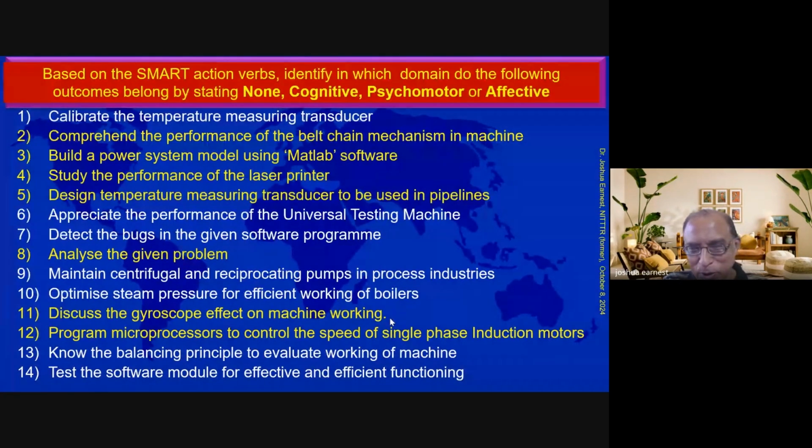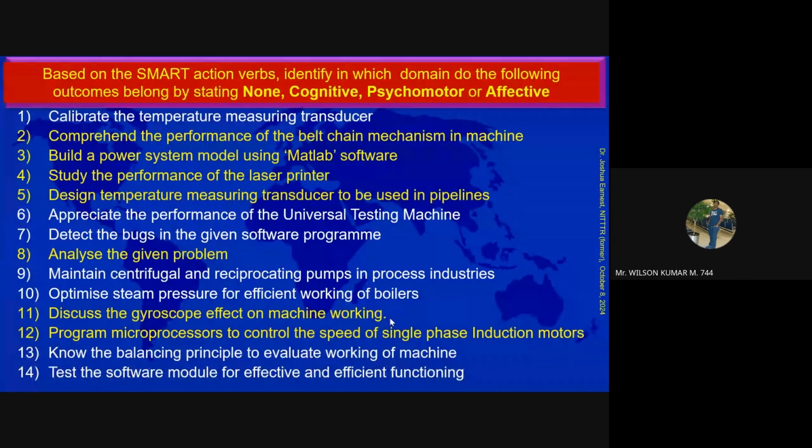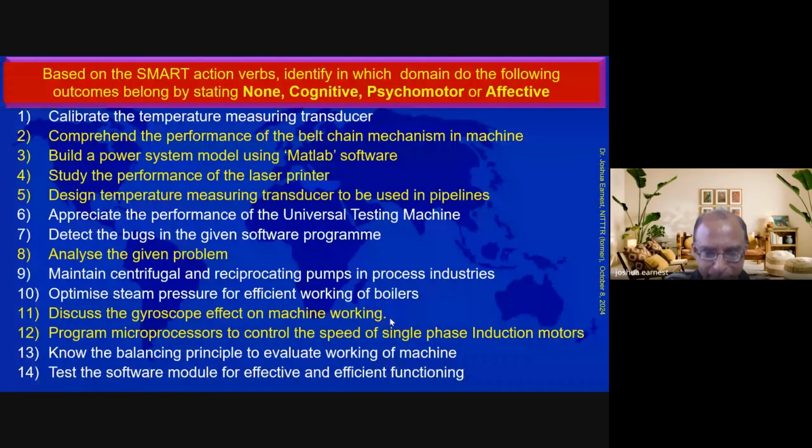Test the software module for effective and efficient functioning. Psychomotor, because testing cannot be done on pen and paper, right? So I think now you have understood the difference between the three domains.